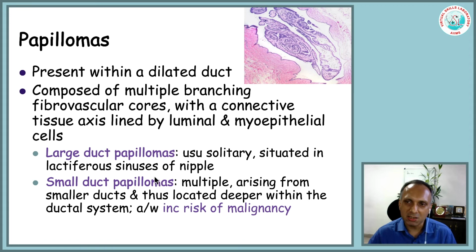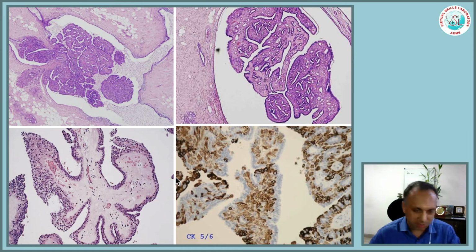You can have large duct papillomas, which are usually solitary, present in the larger ducts more proximally, and you can also have small duct papillomas, which are present in the deeper ducts within the ductal system. They are more often multiple as compared to large duct papillomas, which are more often solitary, and they say there is a slightly increased risk of carcinoma arising in small duct papillomas as compared to large duct papillomas.